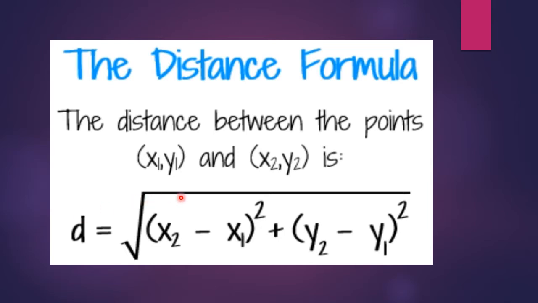Suppose we are given 2 points (x1, y1) and (x2, y2). Then the distance between the points (x1, y1) and (x2, y2) is denoted by d, and its formula is the square root of (x2 minus x1) whole square plus (y2 minus y1) whole square.